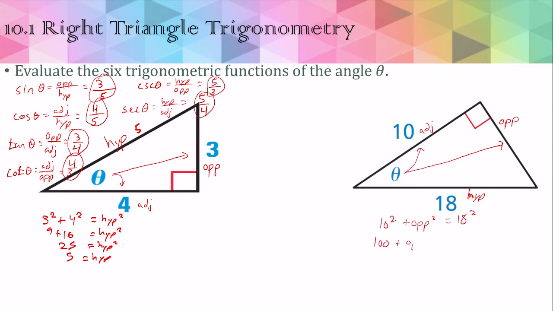So we have 100 plus the opposite squared equals 18 squared, which is 324. Subtract the 100, you get 224. And then square root that. When you square root 224, let's see, what would that be? It turns out to be 16 times 14. So the square root of 16 is 4. Square root of 14.